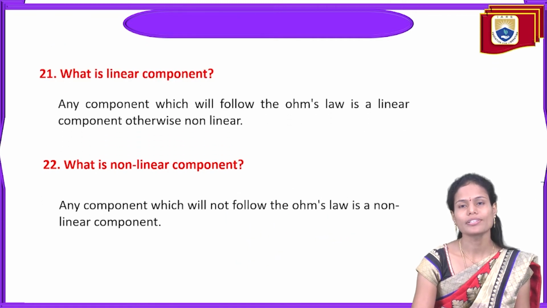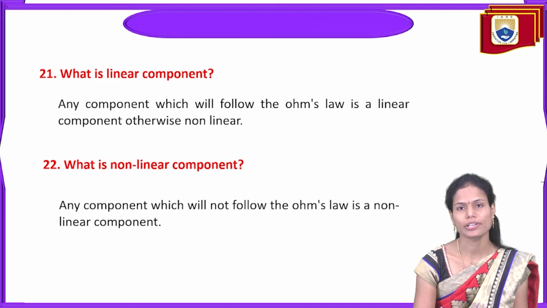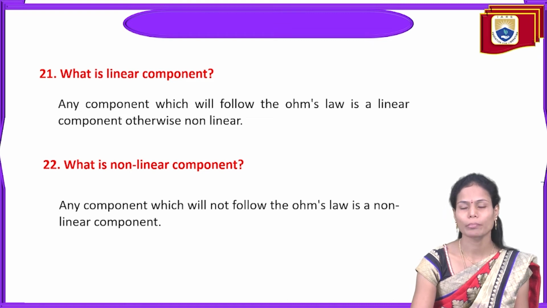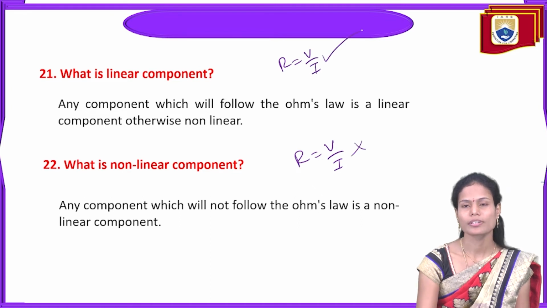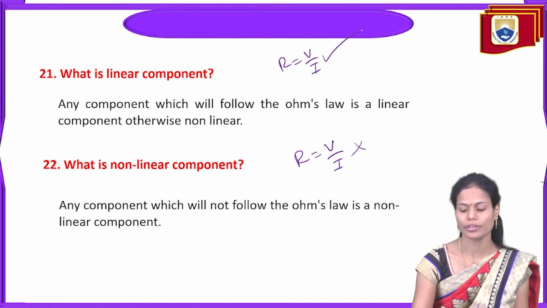And next, what is linear component? Any particular component which is obeying Ohm's law, then we can call it a linear component. And next, what is non-linear component? Any particular component which is not following Ohm's law, that is the R equal to V by I rule. If it is not following this, it is a non-linear component here.